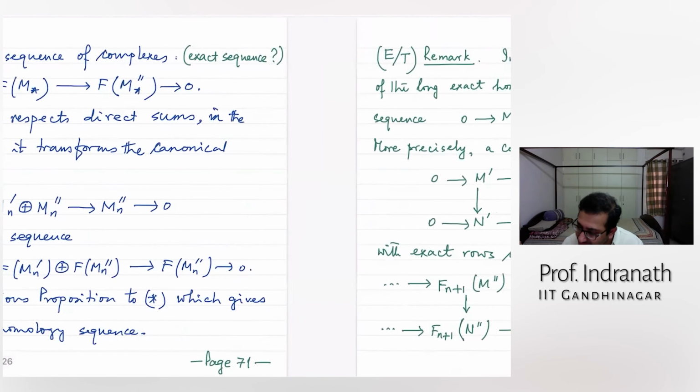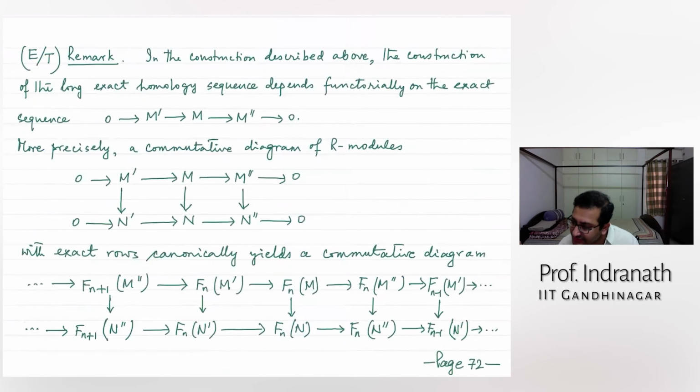Now here I have this small checking for you, that in the construction described above, the construction of the long exact homology sequence depends functorially on the exact sequence here, and more precisely a commutative diagram of R modules with exact rows canonically yields a commutative diagram at this level.